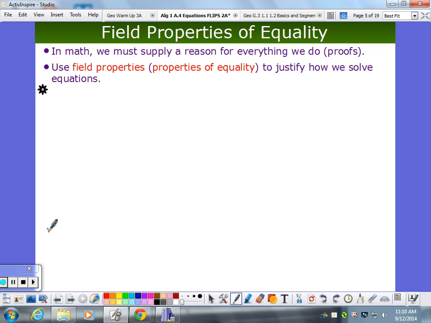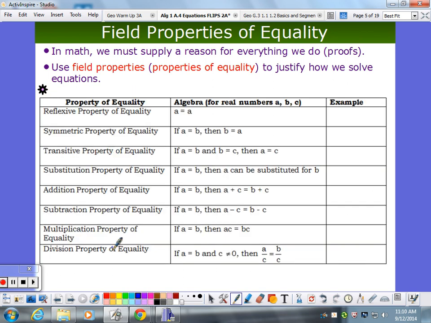All right. Field properties. I'm going to go back quickly. I'm sorry. We're jumping around a little bit. Back to page 1. Okay, so this is really your introduction to proofs. When you get to geometry next year, it's all about proving stuff in math. This is a proof for an equation. We're going to use properties of equalities to justify all the steps. So we have to go through these properties, okay?